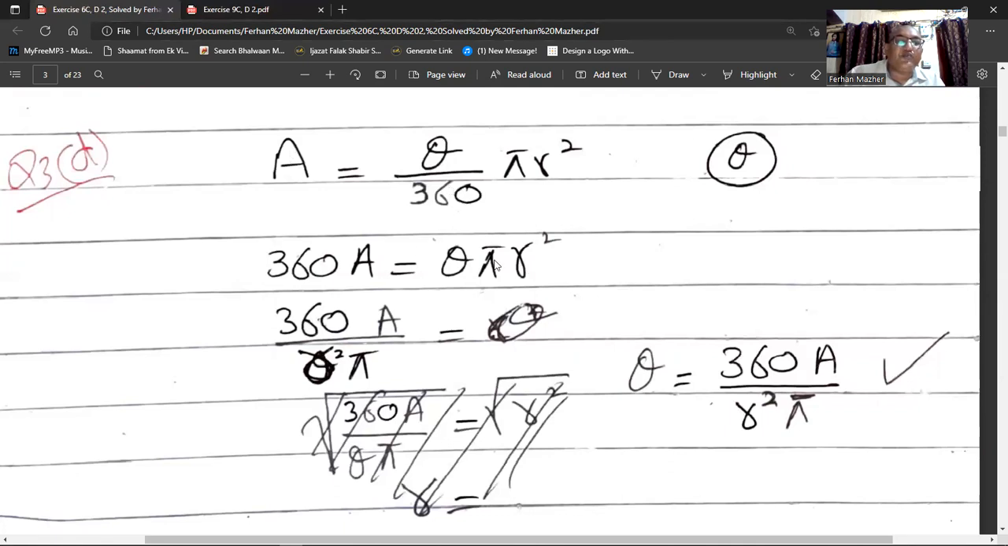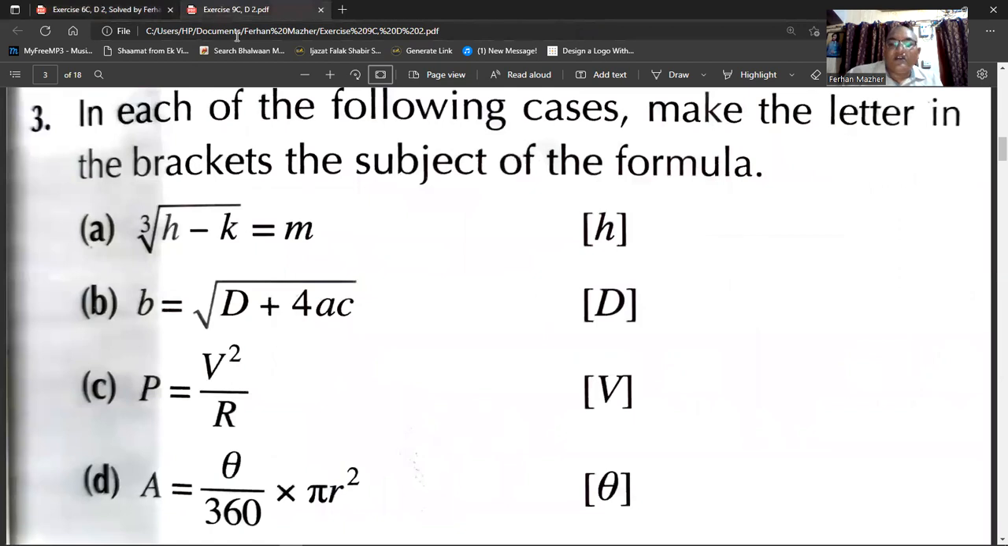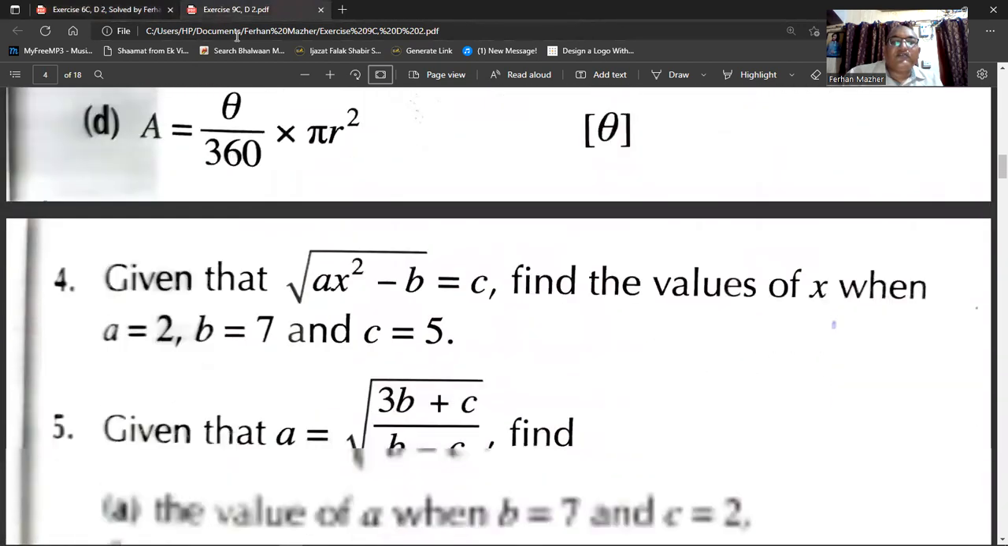This pi r squared is multiplying with the theta. So when it goes to the other side, it will divide there. So you will have theta equals 360A divided by pi r squared. This is how you will write it: pi and r squared are multiplying, so when they go to the other side, they divide. So this is how you will do question number 3, part D. So question number 3 is done.